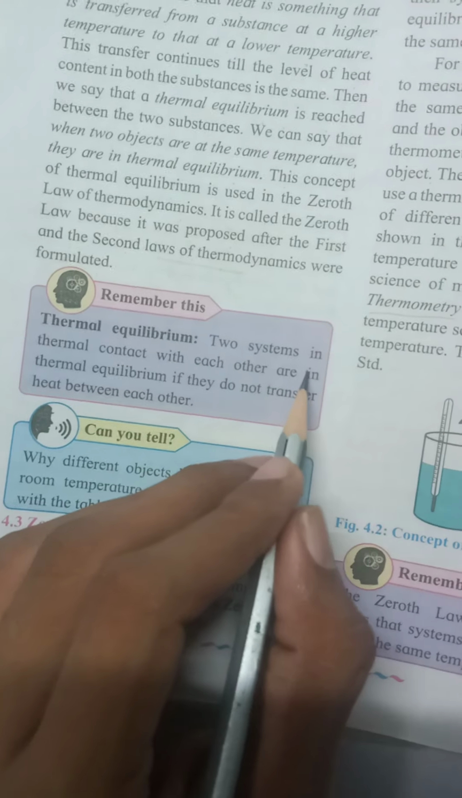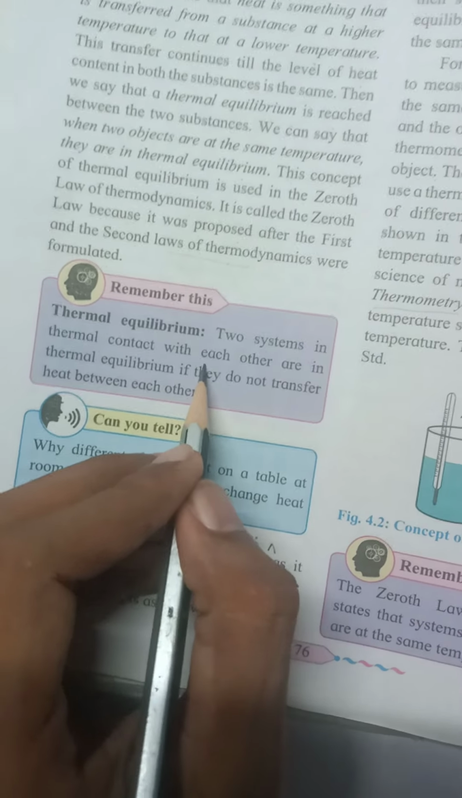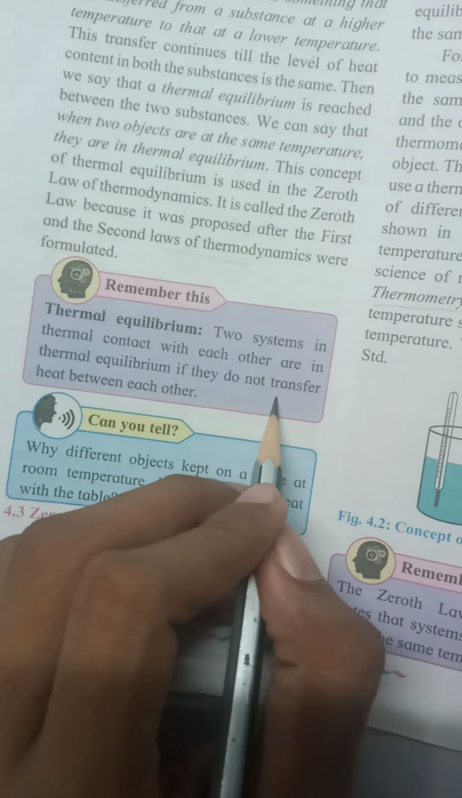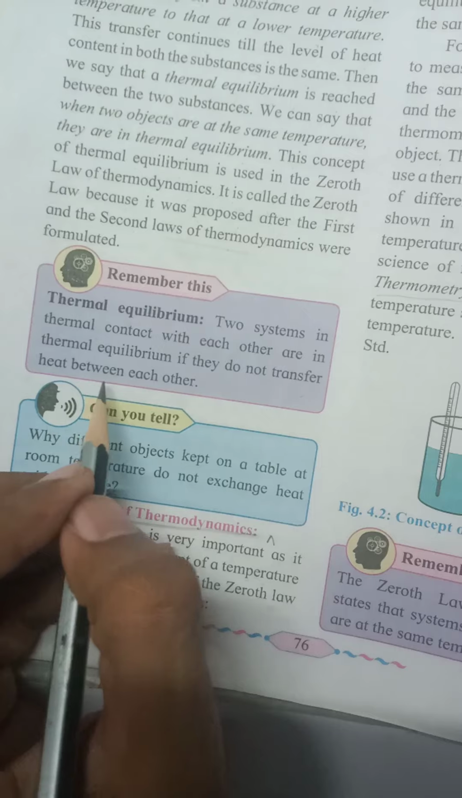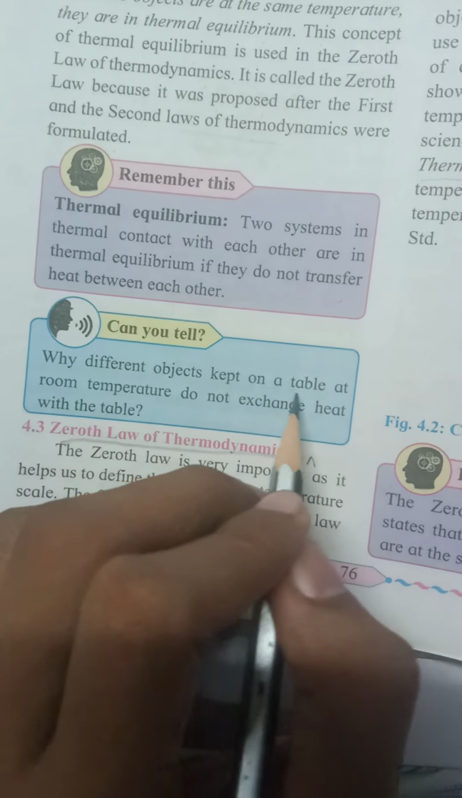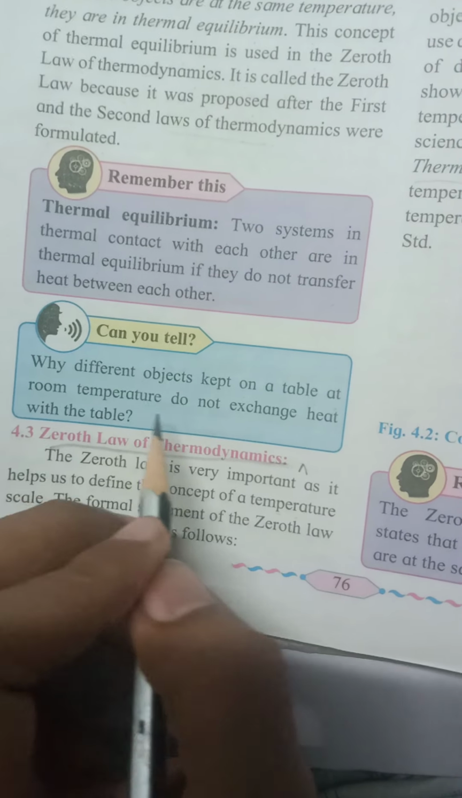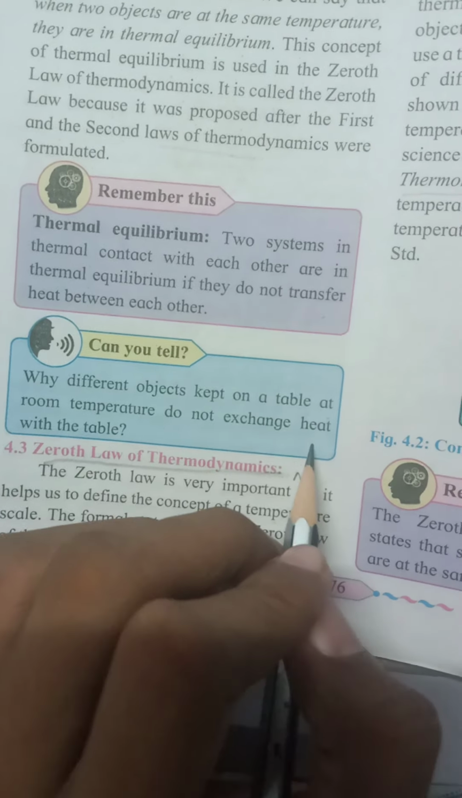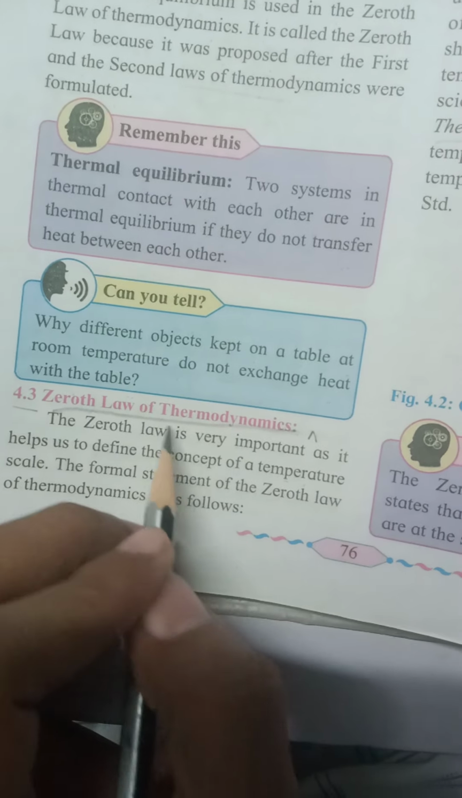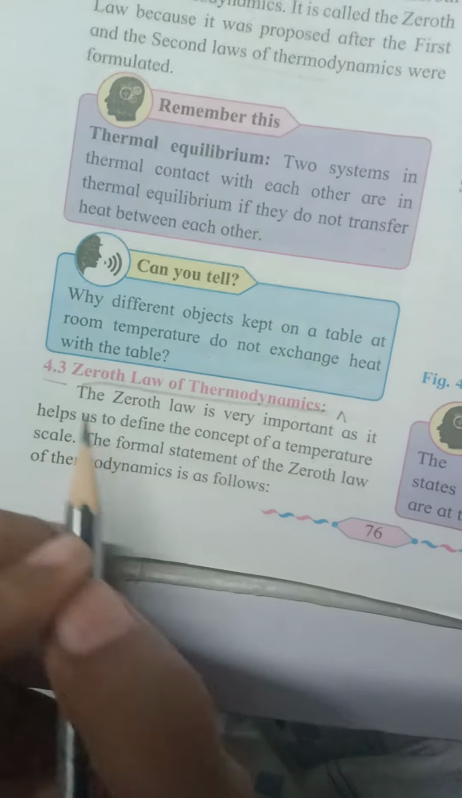Two systems in thermal contact with each other are in thermal equilibrium if they do not transfer heat between each other. Can you tell why different objects kept on a table at room temperature do not exchange heat with the table? 4.3 Zeroth Law of Thermodynamics.